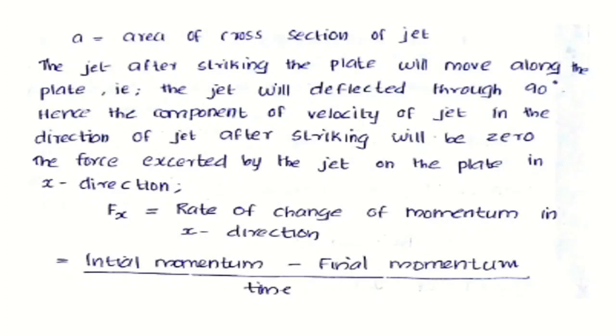Hence, the component of velocity of the jet in the direction of the jet after striking will be 0. That means in the direction of the jet there is no component of velocity after striking the plate. So, in order to find the force exerted by the jet on the plate in the x direction, F of x is the force exerted by the jet in the x direction. So F of x is equal to the rate of change of momentum in the x direction.